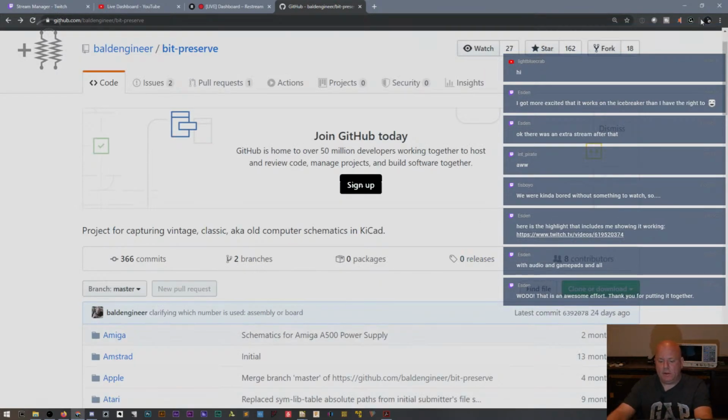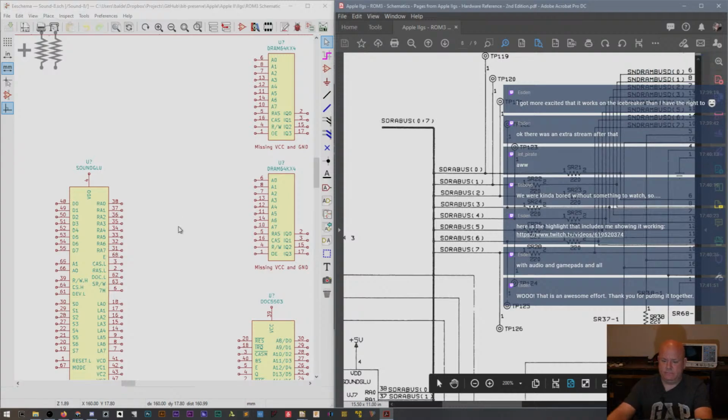The one we're going to be working on tonight, or whatever the time zone for you is, is the Apple IIgs Revision 3 ROM. What I've got is on the left will be my KiCad version, and on the right is the PDF that we're working from.